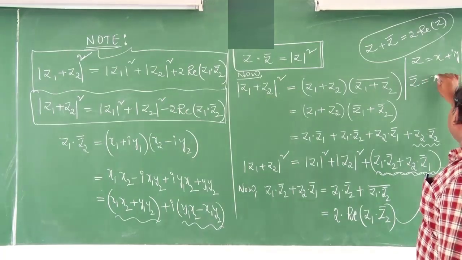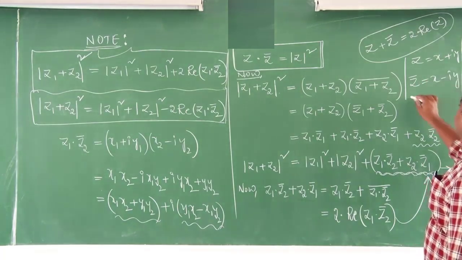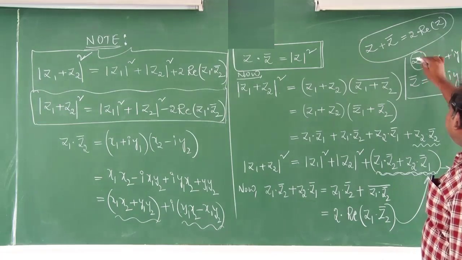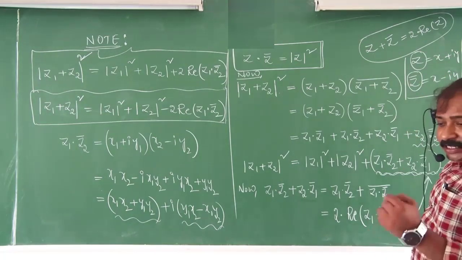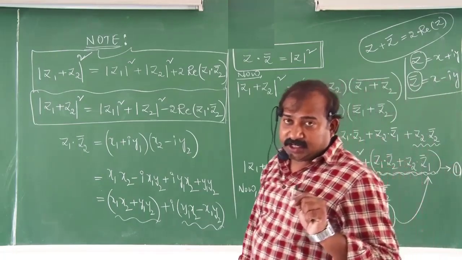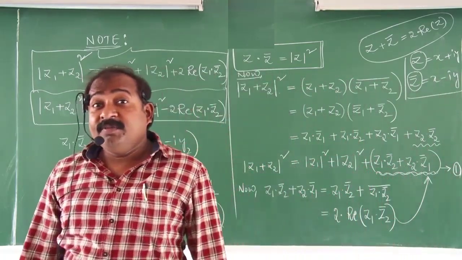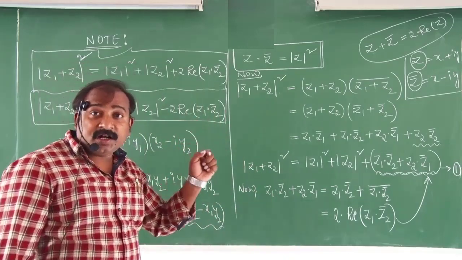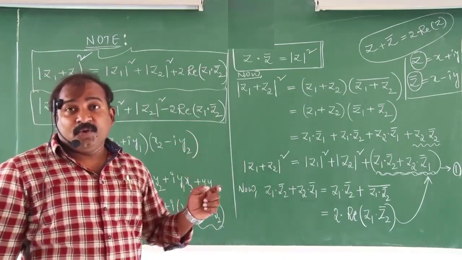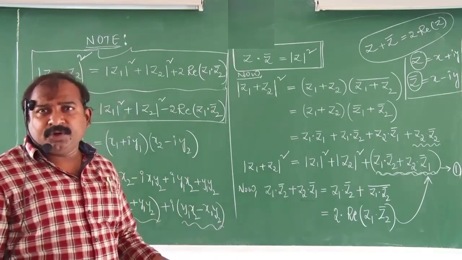Z conjugate is equal to x minus iy. In z and in z conjugate, the real part will be the same only, na? Either in z or z conjugate, what is the real part? The real part is the same only.